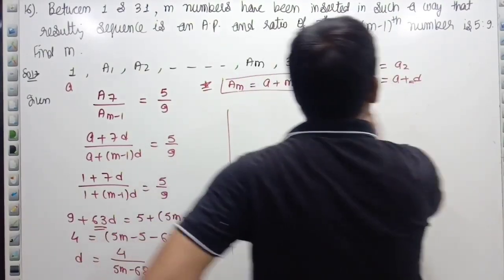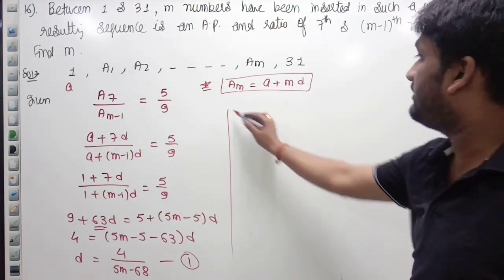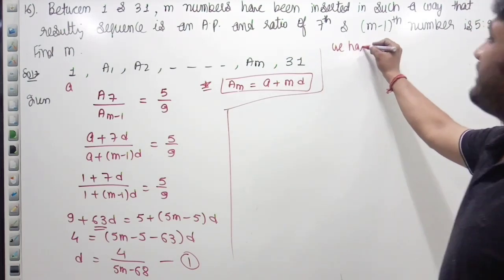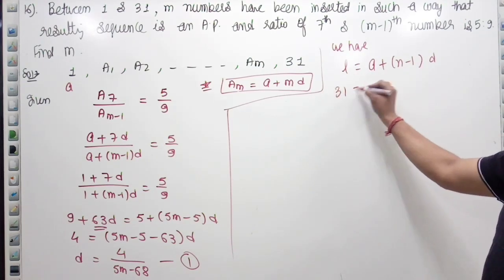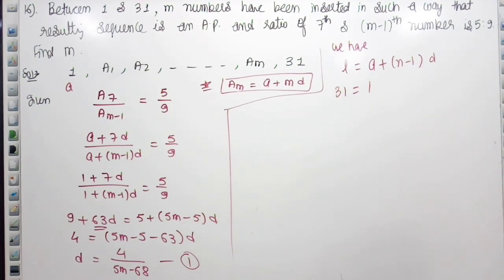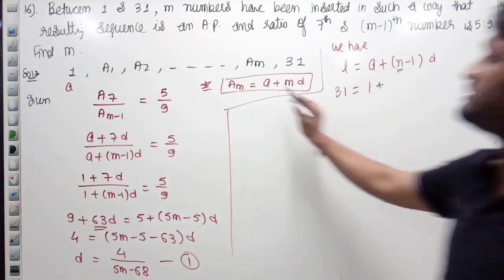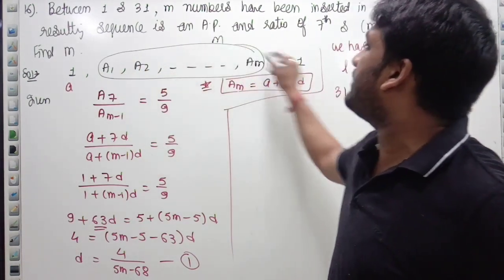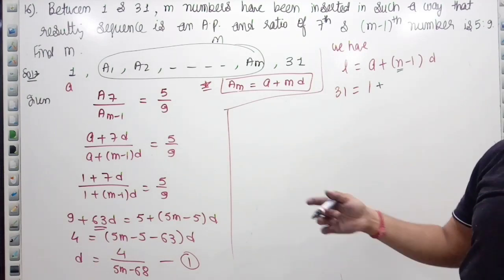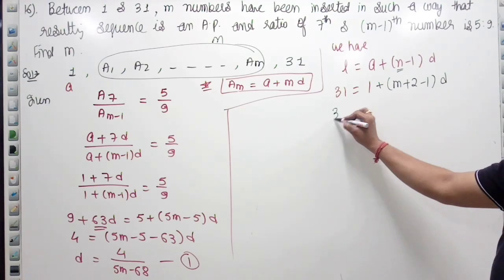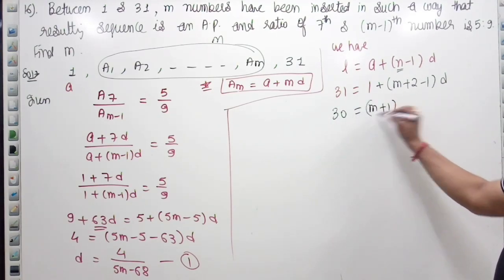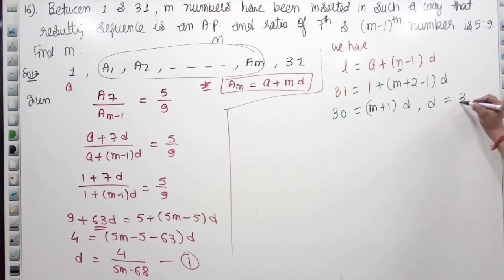Now the next thing is, can I write, we have L equal to a plus (n minus 1) into d. The last term is 31, the first term is 1, and how many terms will there be? These are m numbers. How many numbers are there? m, plus one on this side and one on that side, means the number of terms is m plus 2. So in place of n, I am writing m plus 2 minus 1 into d. 30 equal to (m plus 1) into d. So d equal to 30 upon m plus 1. This is equation number 2.